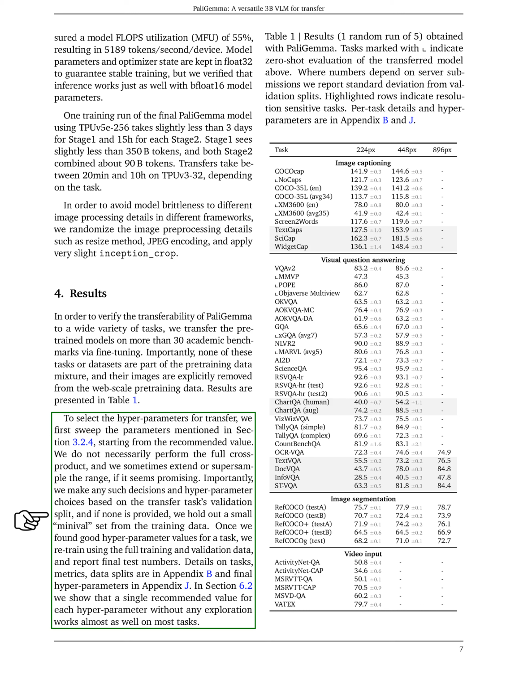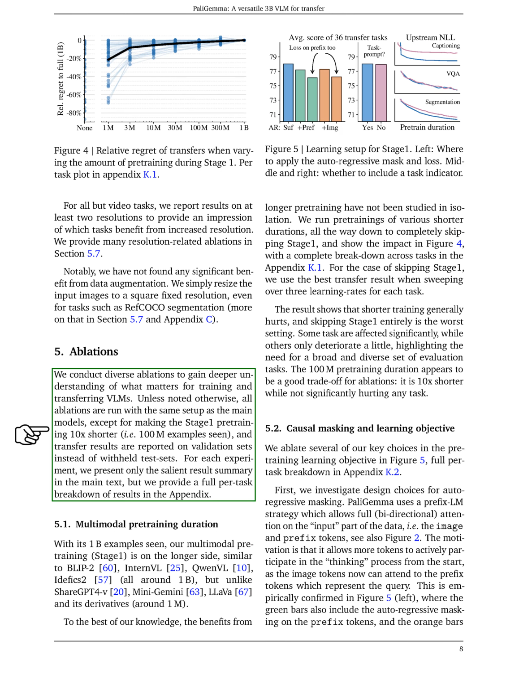Once we determine suitable hyperparameter values for a task, we retrain the model using all training and validation data and report the final test results. We also conduct various ablations to gain a deeper understanding of training and transferring very large models, VLMs. These ablations involve running experiments with different setups, such as shortening the Stage 1 pre-training duration by 10x and reporting transfer results on validation sets instead of withheld test sets.